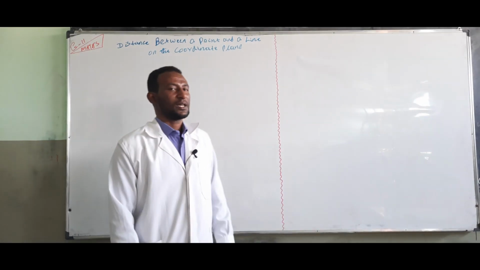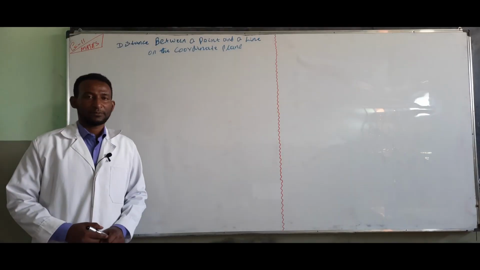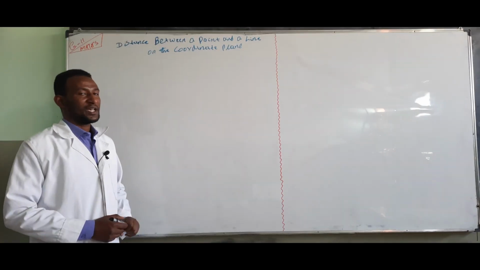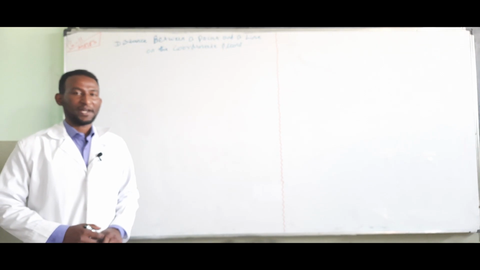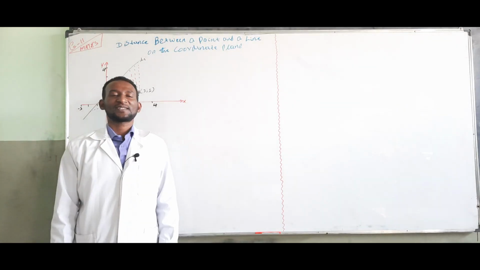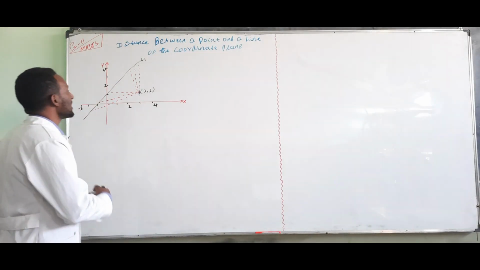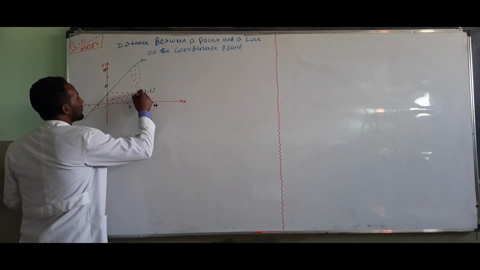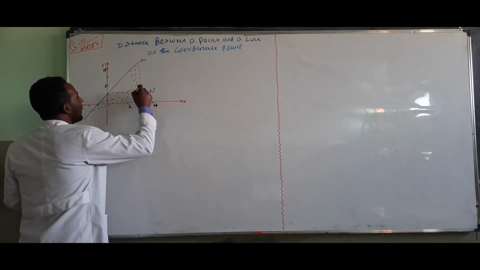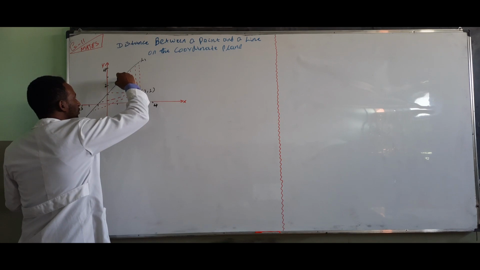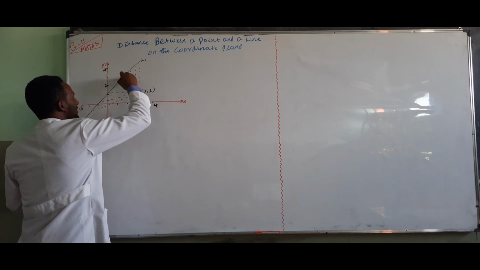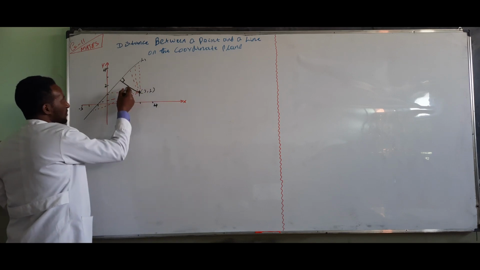Today we see about the distance between a point and a line on the coordinate plane. When we say the distance between a line and a point, that means the shortest distance or the perpendicular distance from the given point up to the given line. Let us say this is the perpendicular distance d.